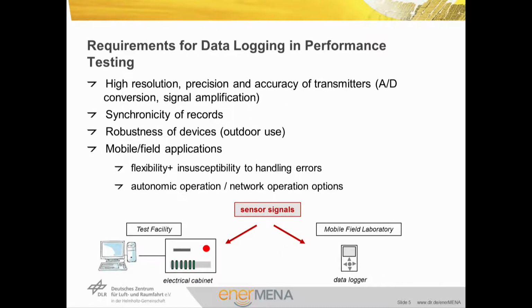Requirements for data logging and performance testing mainly result from general requirements in view of the desired data quality and needs of outdoor application. As part of the signal conversion, uncertainty characteristics of transmitters and loggers play an important role for data uncertainty. Therefore, in order to ensure good data quality, high precision and accuracy are to be aimed at. In particular, analog to digital conversion can be subject to major uncertainties.